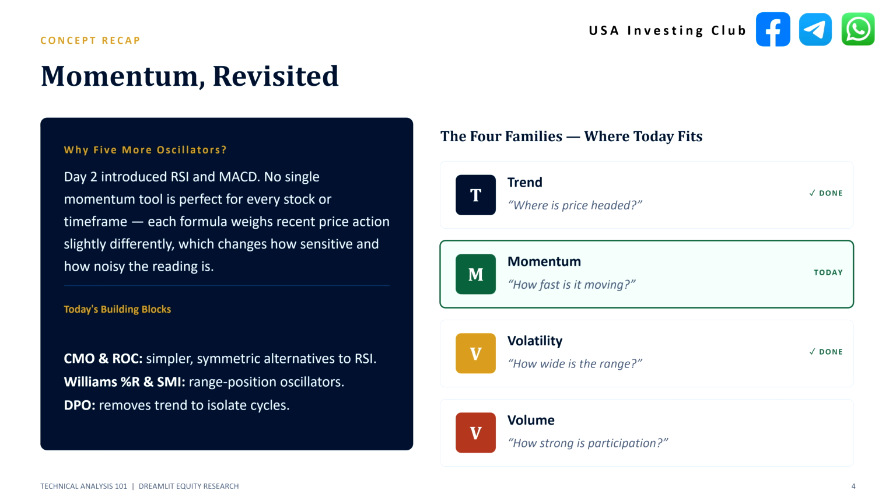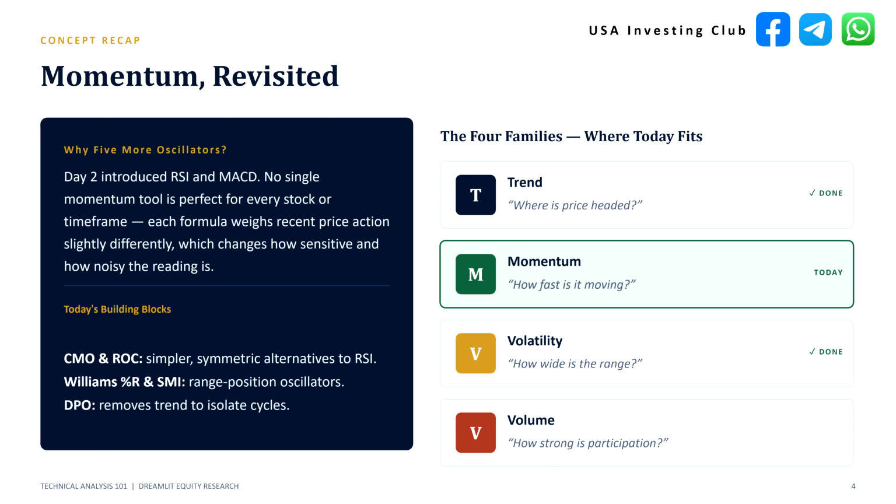Today's 5 building blocks split into 3 groups. CMO and ROC are simpler, symmetric alternatives to RSI. One trades averages for raw sums, the other drops smoothing entirely. Williams percent R and SMI are range position oscillators. They ask where today's close sits within its recent high-low range, just measured from different reference points. And DPO removes trend entirely to isolate cycles.